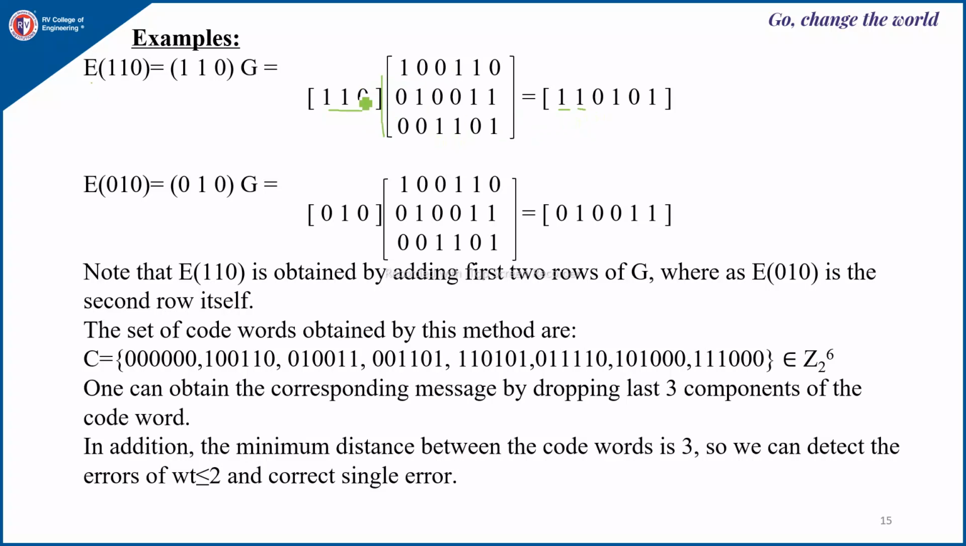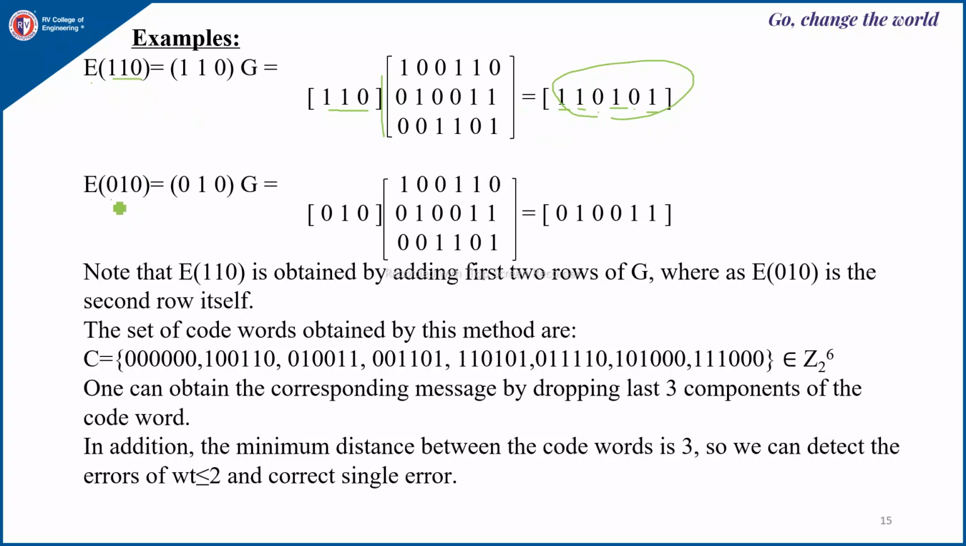Next is 1 into 0, plus 1 into 0, plus 0 into 1, which is 0. Likewise, if you do the multiplication, the next bit will be 1 plus 0 plus 0, so it is 1. Next is 1 into 1 plus 1 into 1 is 1 plus 1, so that is 0. Next is 1 into 0 is 0, plus 1 into 1 is 1, plus 0 into 1, so 1. So this is the 6-bit code word for the message 110.